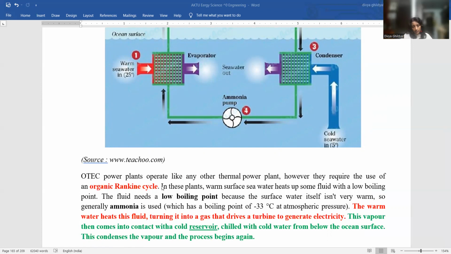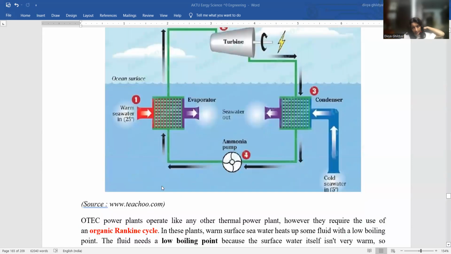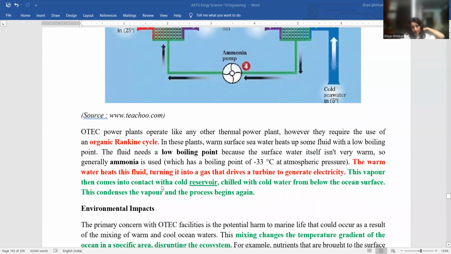So OTEC, or ocean thermal energy plant, operates like any other thermal plant. They require the use of the Rankine cycle. It has been discussed in unit one. Warm surface seawater heats up some fluid with a low boiling point, and this temperature difference gives rise to generation of electricity.